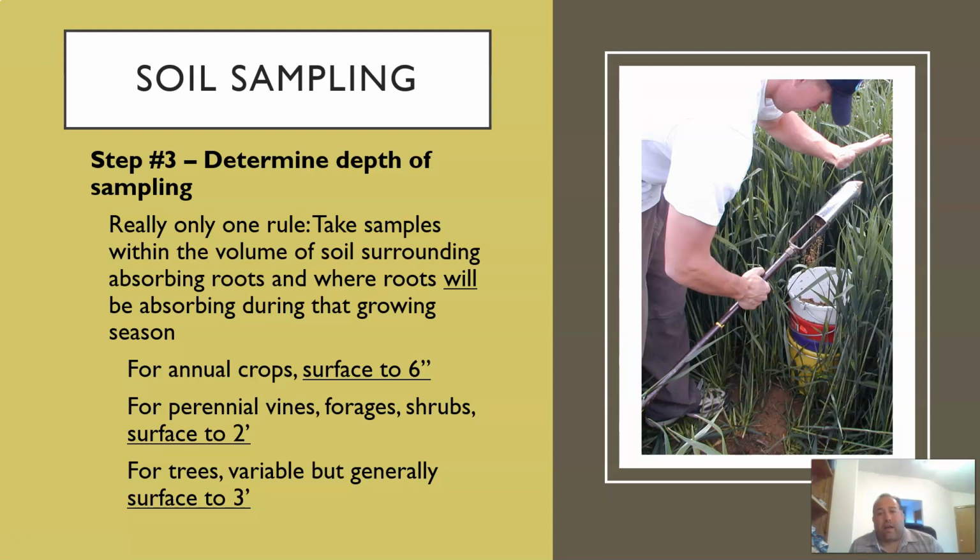If you're looking at perennial vines, forages, or shrubs, you want to go from the surface to 2 feet down. And then for trees, it can be variable, but usually from the surface to about 3 feet into the ground. So that's really your general guideline in terms of how deep you want to go. You really just have to know what it is you're looking for, which plant is of interest.